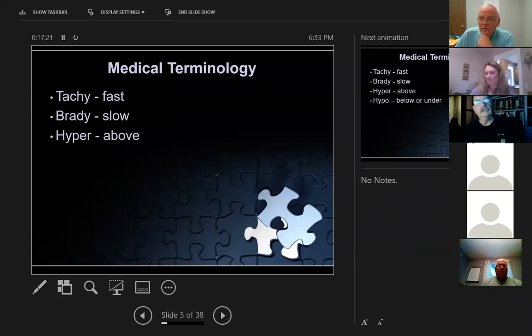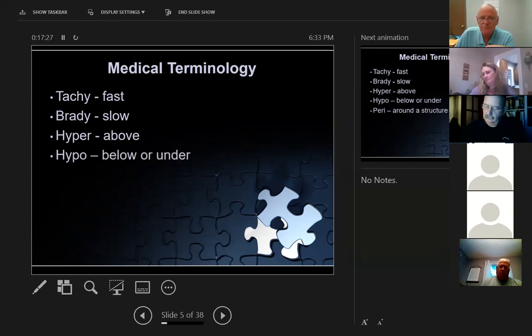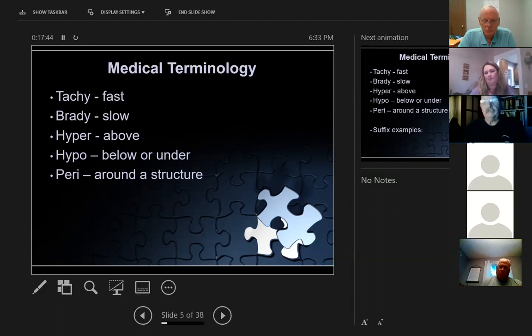Hyper means above or beyond, like hyperactive, so to speak. Hypo is the opposite of hyper. That's below or under. Peri is a prefix that means around, around a structure. What you're going to learn is that basically all the organs in the body have some sort of a covering around them. And I'll give you an example here in just a minute.